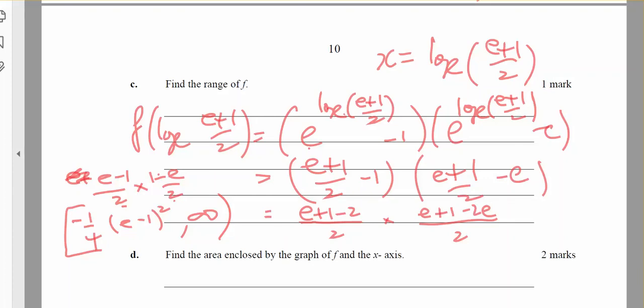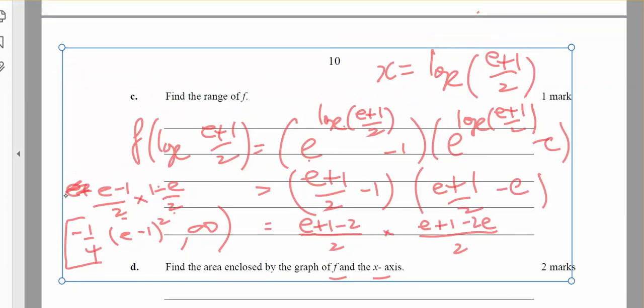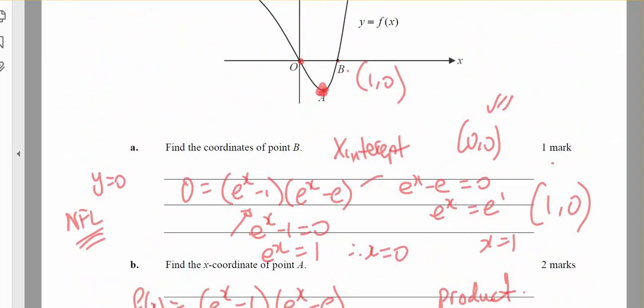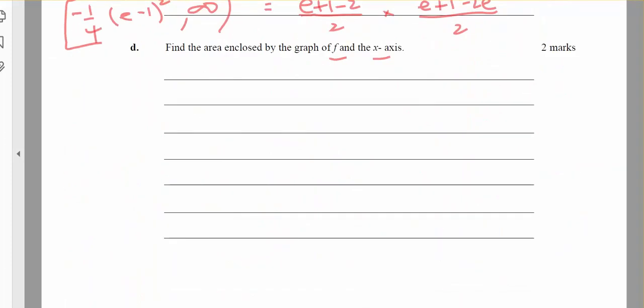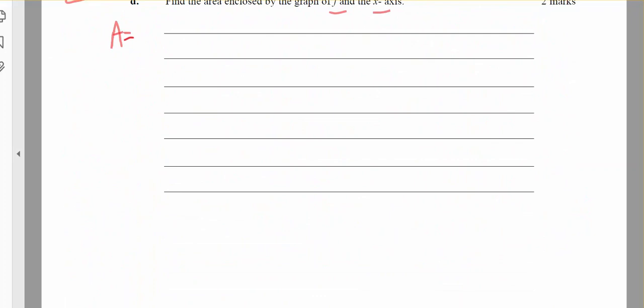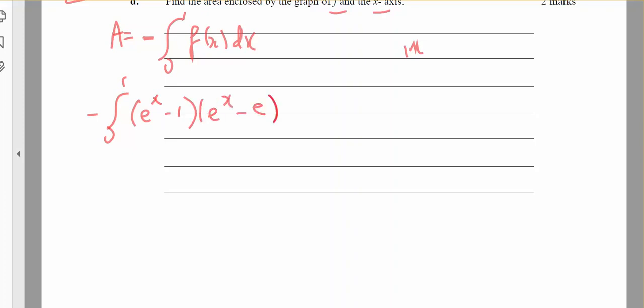Now find the area enclosed by the graph of f and the x-axis. So for that, I need to find this area. And I know I go from 0 to 1, but it is negative. So the area is going to equal negative integral from 0 to 1 of f(x) dx, and that gives me a method mark. So it's going to be negative integral from 0 to 1 of (e^x − 1)(e^x − e) dx.